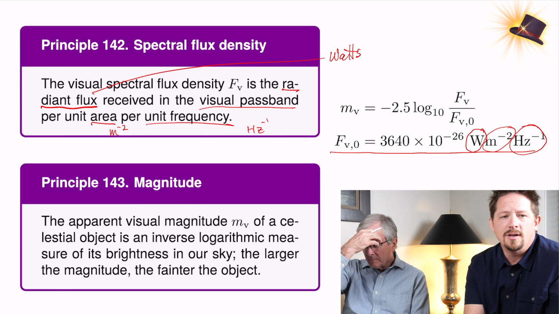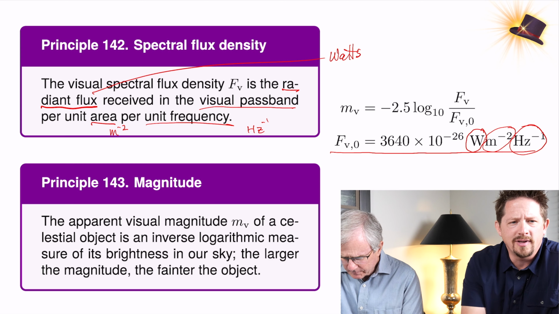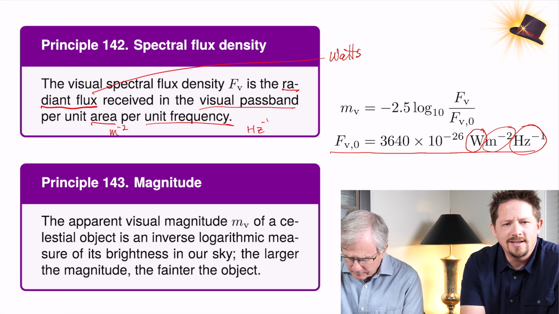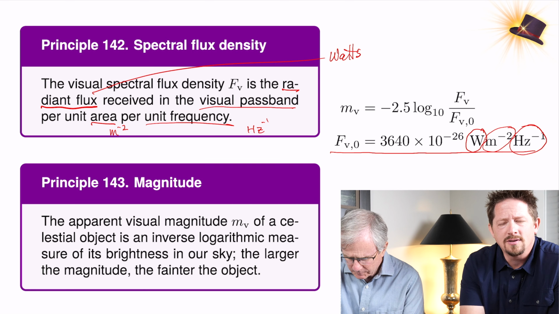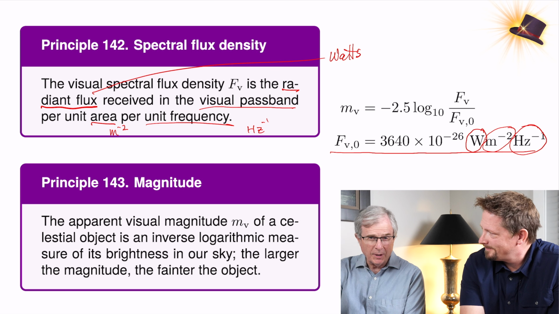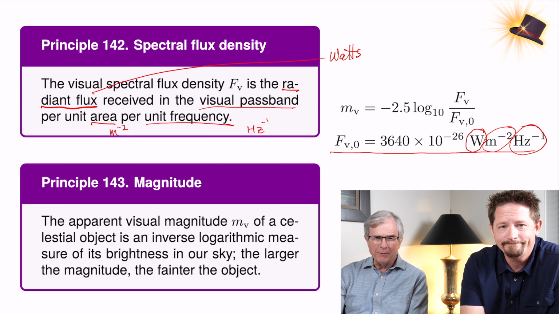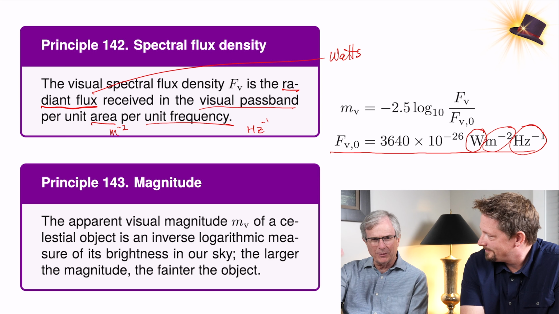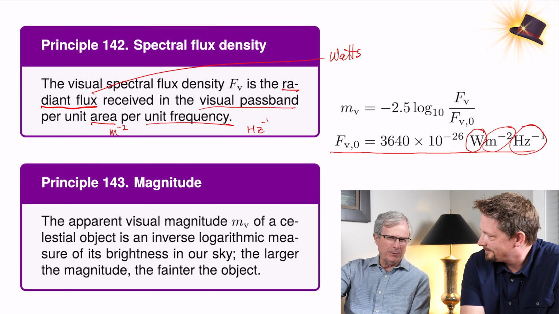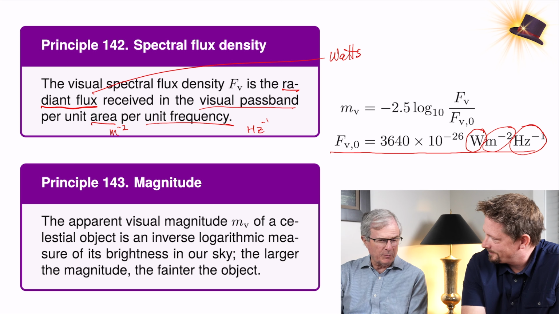Principle 143, magnitude. The apparent visual magnitude of a celestial object is an inverse logarithmic measure of its brightness in our sky. The larger the magnitude, the fainter the object. It's weird, but a 0th magnitude star is brighter than a 6th magnitude star. The way that I remember it is 6th magnitude is right on the threshold of you being able to see it with your naked eye. And a 0th magnitude star is one of the brightest in the sky.